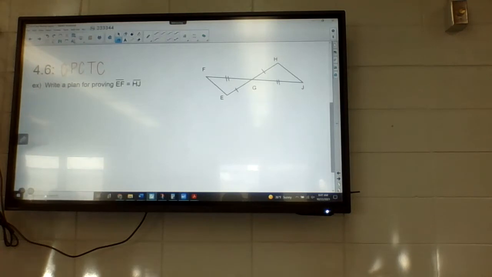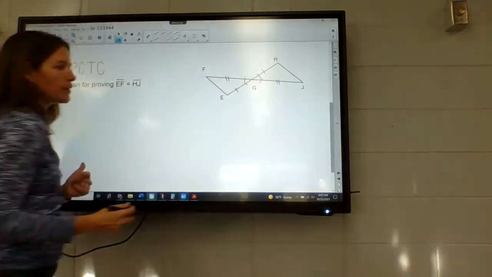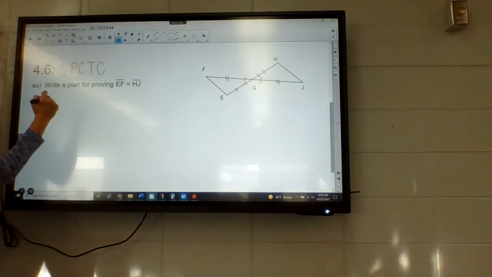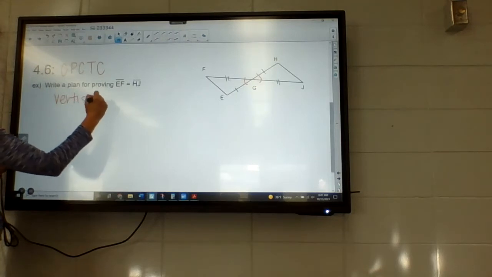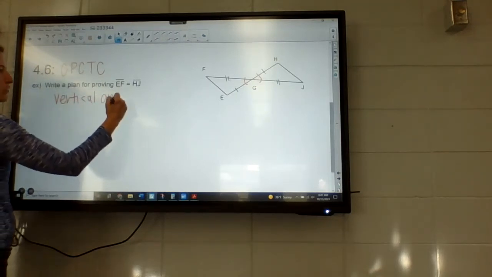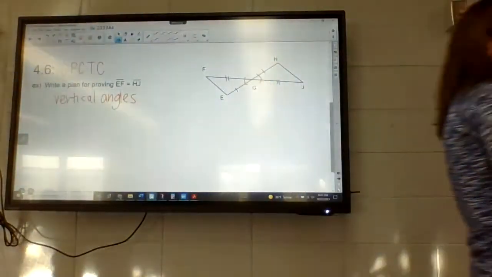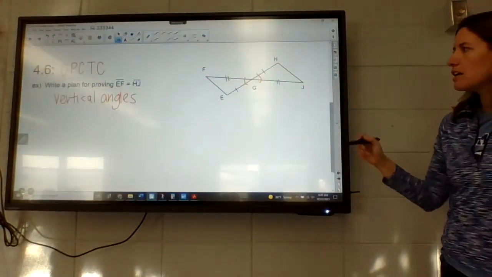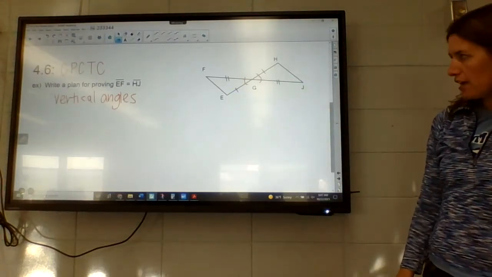So right now they already gave me a couple of sides marked. What else do I know already? I know vertical angles. So I have vertical angles here, so I'm just going to write a little plan. This isn't a formal proof, so I have vertical angles. Once you get used to writing a proof, these little plans are almost more like how do I do this? So I have vertical angles at angle G, so I call it FGE and HGE or GJ.